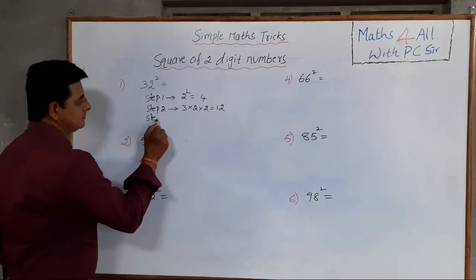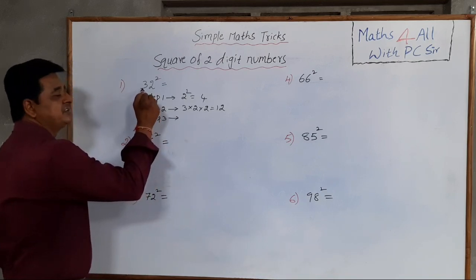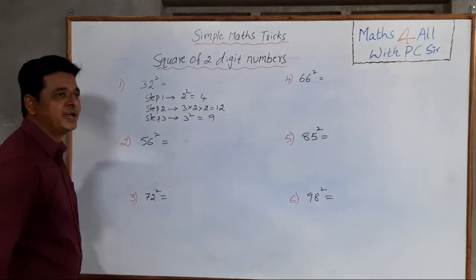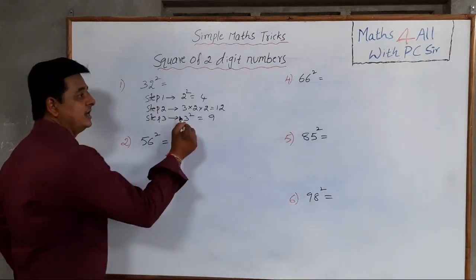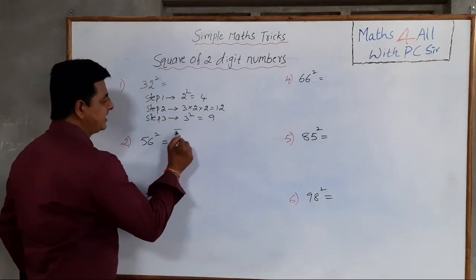And step 3. Here the tens digit 3 is there, no? 3 square. What is 3 square? That is 9. Now I am going to write the square of 32 in a very simple way. The answer I am writing here.